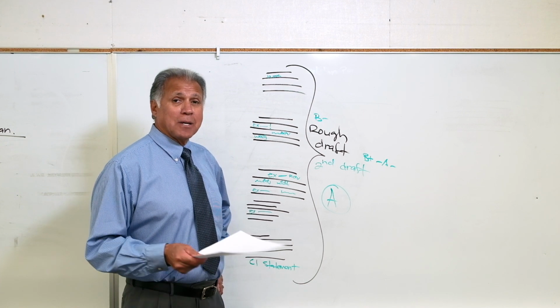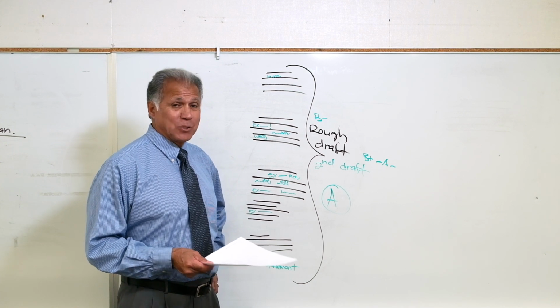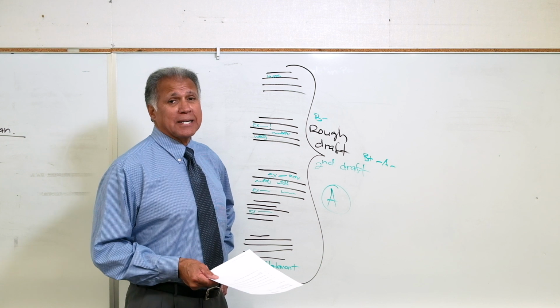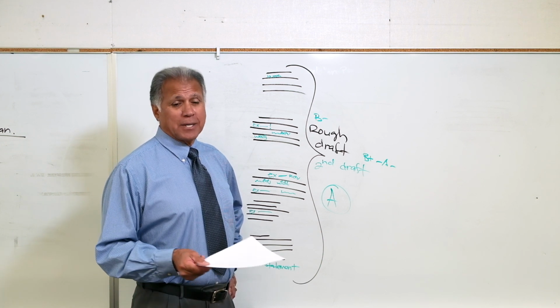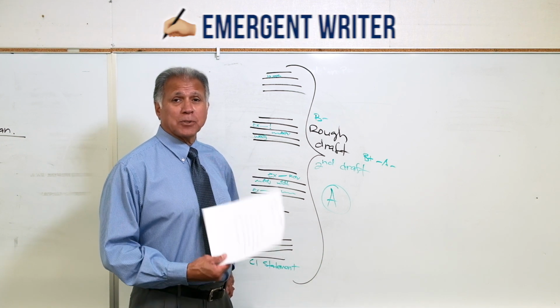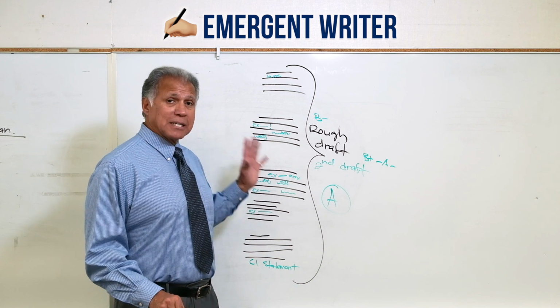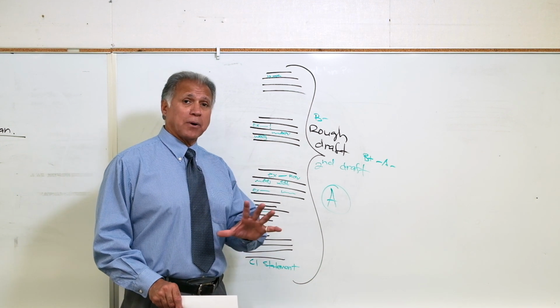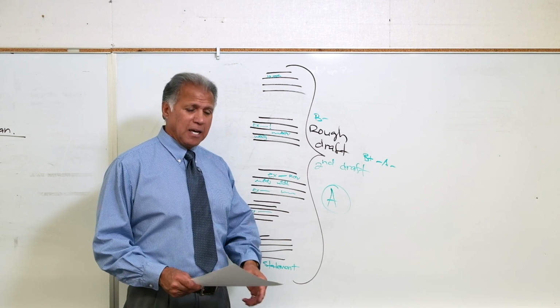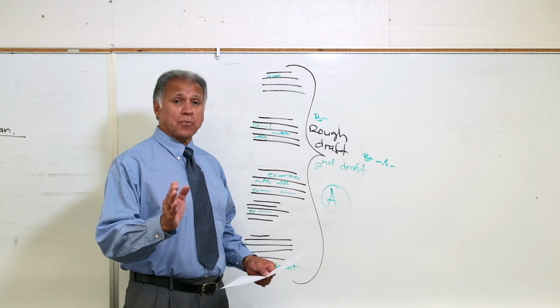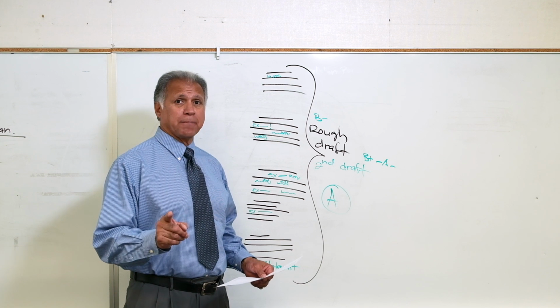You are now an emergent writer. As you can see, it was quite a journey, but you have become what's called an emergent writer. You have writing confidence, you know how to write sentences, you know how to structure paragraphs, and you know how to write an essay. And all you're going to do from this point on is get better, okay?